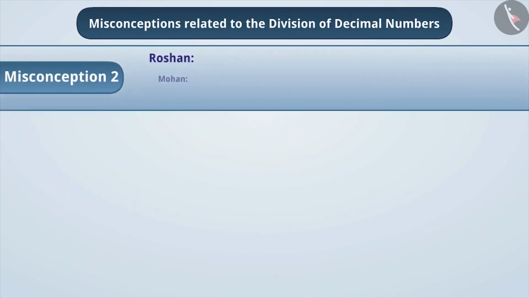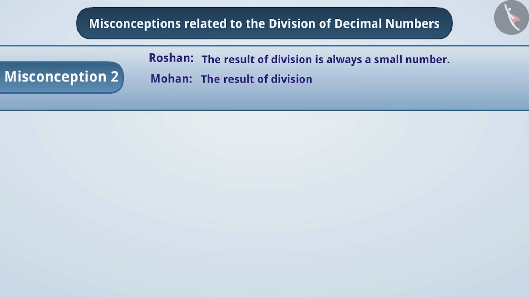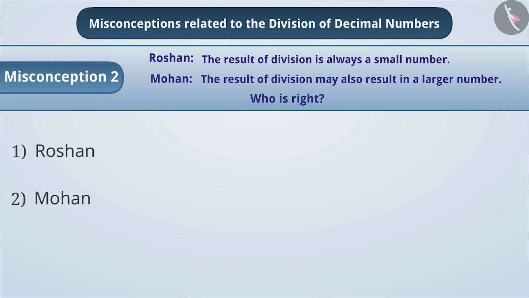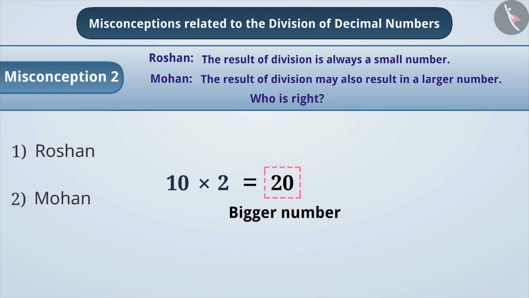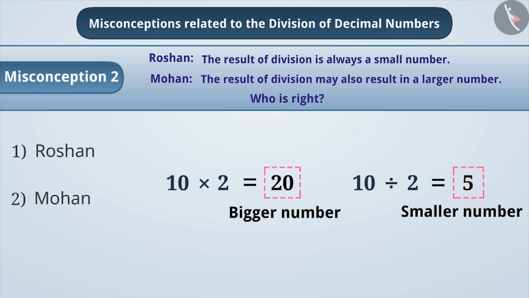Misconception 2. Roshan and Mohan were discussing the concept of division. Roshan said that the result of division is always a small number, while Mohan said that the result of division can be a large number as well. So tell us who is right. Some students have this misconception that the result of multiplication is always a large number.